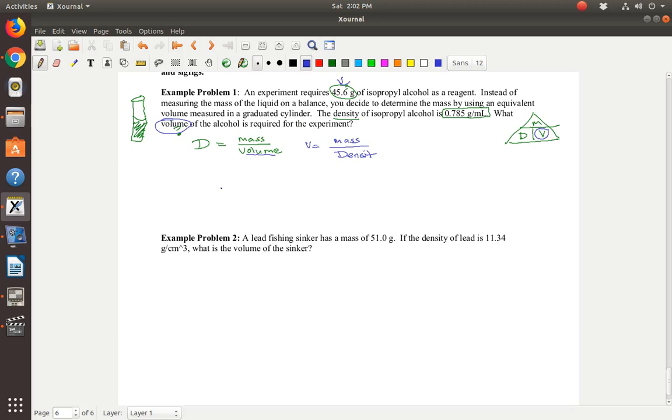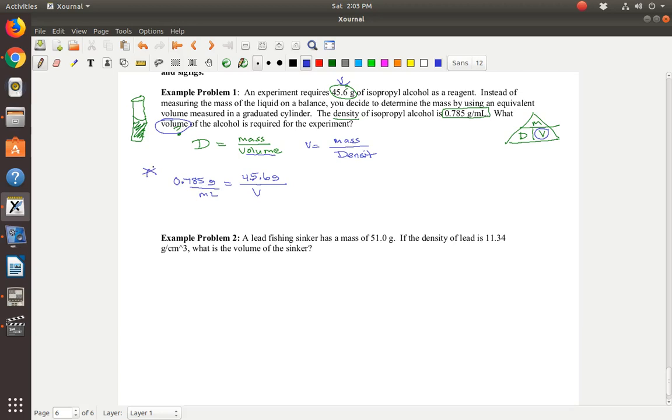45.6 grams. So if I do it over here, I'd say 45.6 grams divided by the volume is equal to the density, which is 0.785 grams divided by milliliters. So you see we have fractions on both sides. And now I'm going to solve for V. There's nothing wrong with solving this way. I just noticed that students make more mistakes when the variable they're trying to solve for is in the denominator.